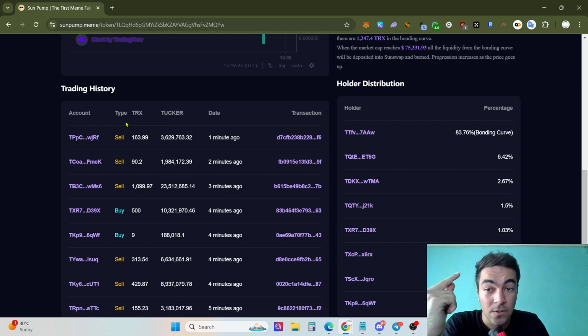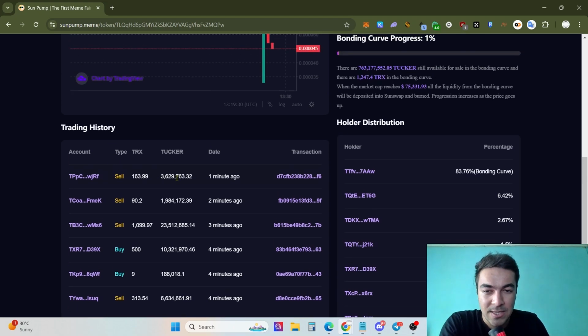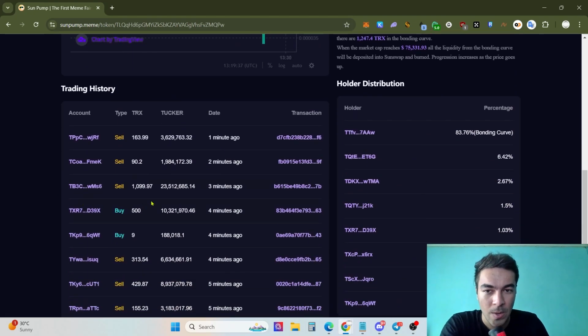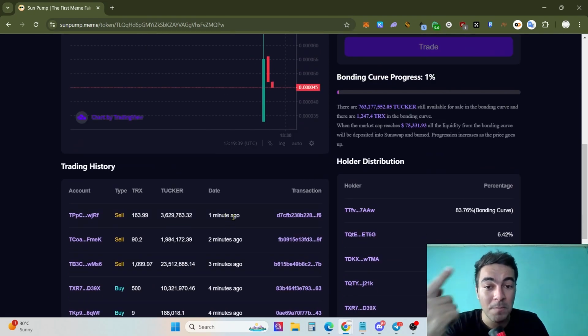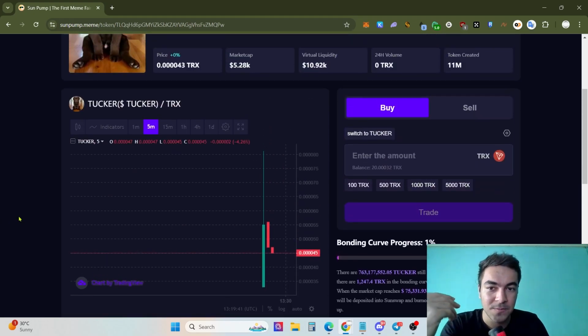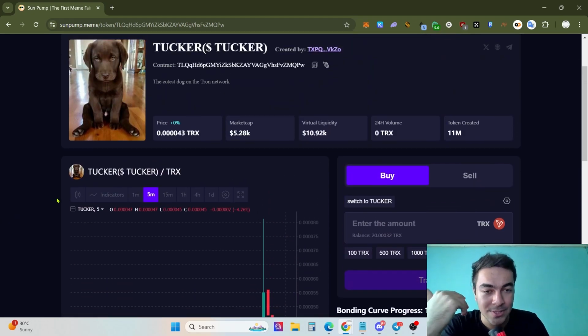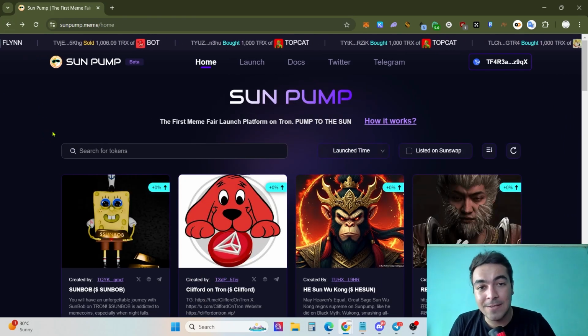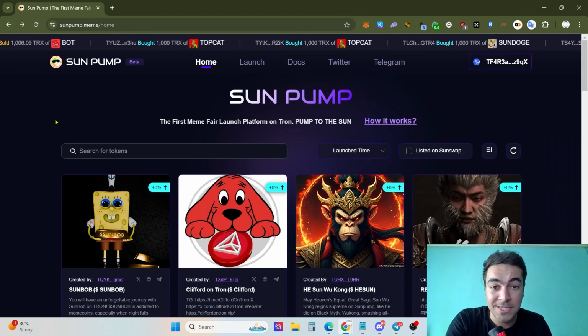If you are seeing trading history, for example, the last user 1 minute ago sold the token, and then there is no buying. Even 1 minute had already passed from the last activity on the transactions, and that's why, how can we trade meme coins on the Tron ecosystem using Sunpump?